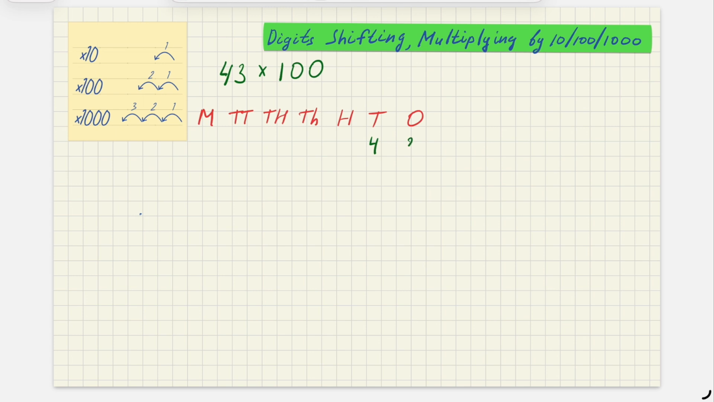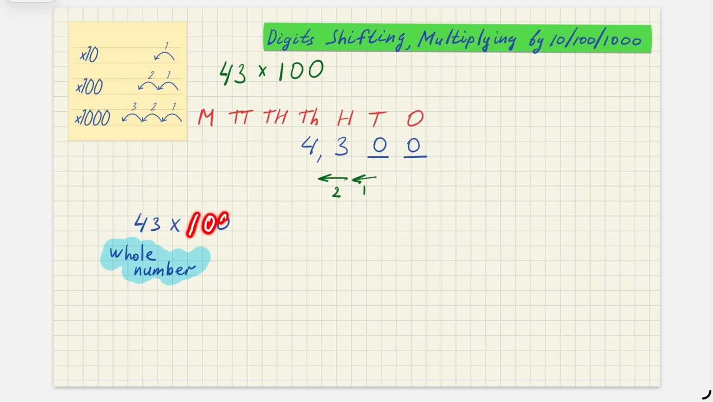To multiply by 100, we move each digit 2 places to the left, so 43 from the tens place and the ones place move to the thousands place and the hundreds place, and becomes 4,300. Again, we may use the whole number shortcut. Because 43 is a whole number, we can simply add 2 zeros or 2 placeholders, because 100 contains 2 zeros, which shows that 43 times 100 equals 4,300.